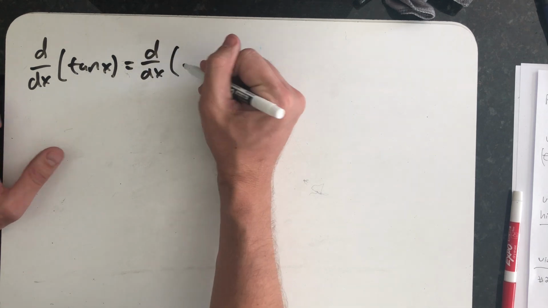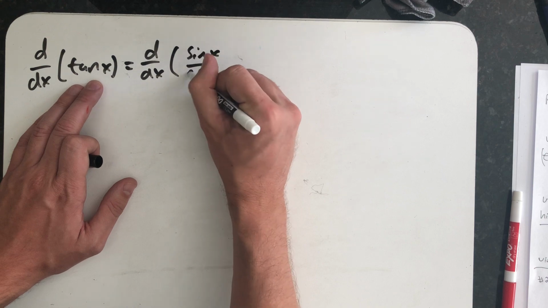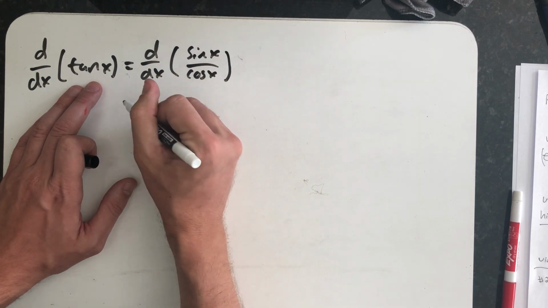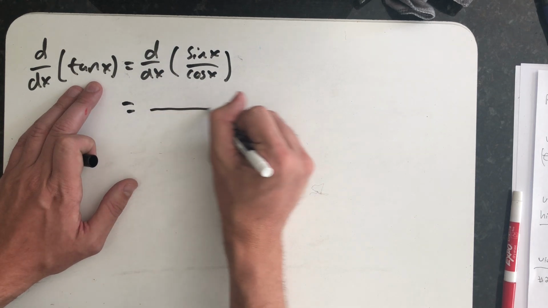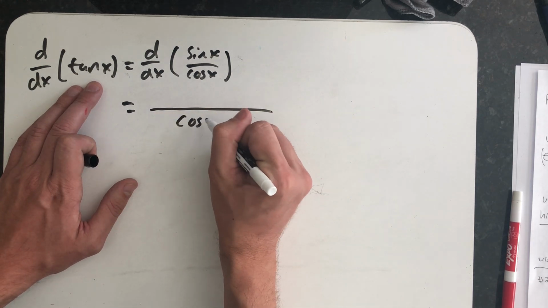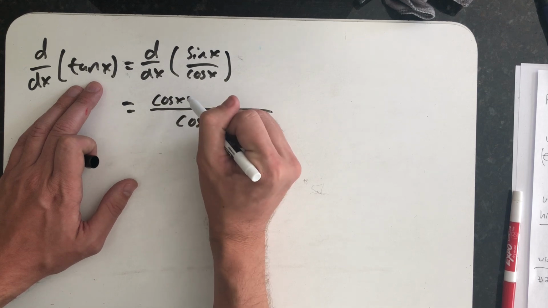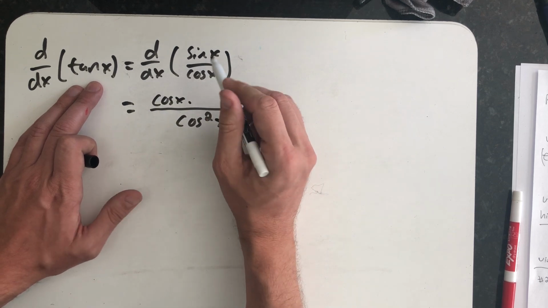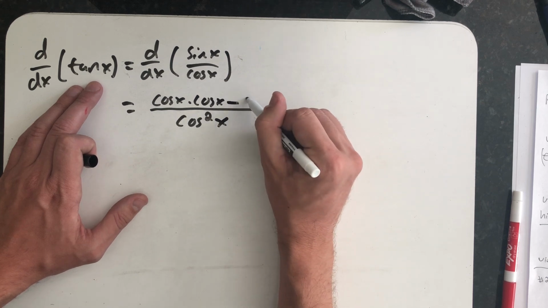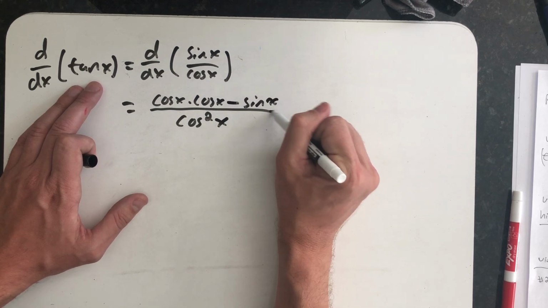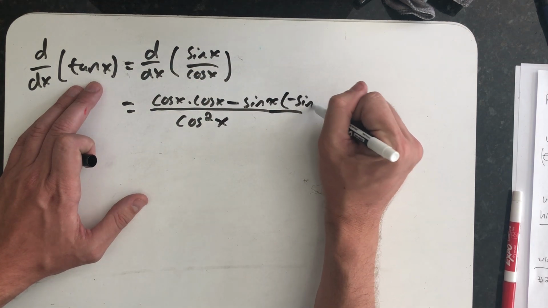See, I know a quotient identity. I know that tangent is the same thing as sine of x over cosine of x. So now I'm taking the derivative of a quotient, and I can use the quotient rule. The bottom gets squared. The bottom times the derivative of the top, and the derivative of sine is cosine, minus the top times the derivative of the bottom, and the derivative of cosine is minus sine.